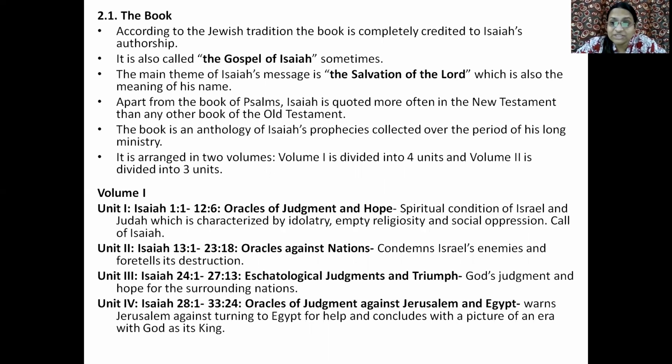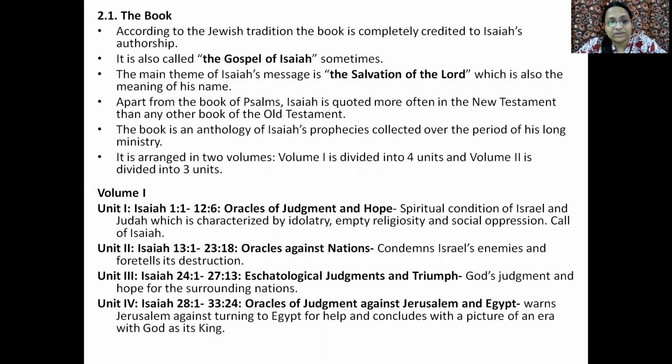Actually, it is an anthology. It's an anthology of Isaiah's prophecies, which was collected over a period of his long ministry, 40 years of ministry. Throughout his ministry, he spoke a lot of oracles. He prophesied a lot of things. So this book is an anthology of all of Isaiah's prophecies that were collected throughout his ministerial period. It is arranged in two volumes. Volume 1 is divided into 4 units and volume 2 is divided into 3 units.